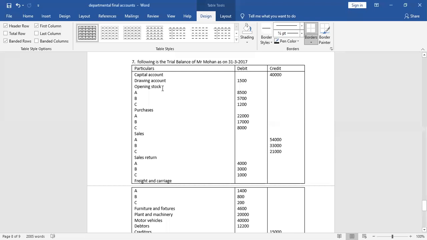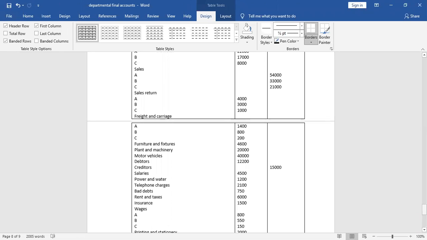Then we have opening stock. All the three departments' opening stock is given. Purchases, all the three departments' purchase is given. Sales, credit side, income, all the three departments' sales is given. Sales return, we have to minus from sales. Then we have freight and carriage. Freight and carriage will come in the trading account. All the three departments' freight is given.